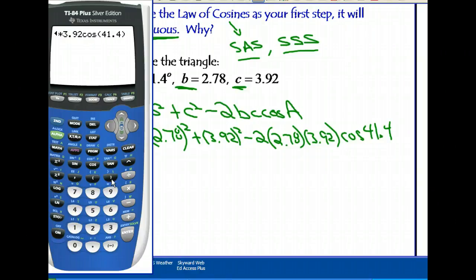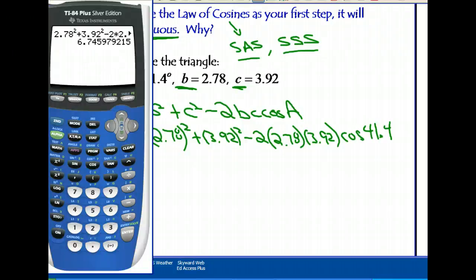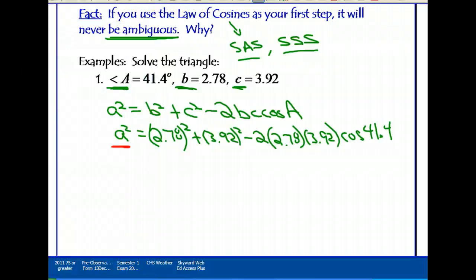And again, I see side B is 2.78, side C is 3.92. I wonder what side A is going to be. Hit enter. And at first you're thinking, ooh, that's kind of big for side A. But guys, don't forget, that was really A squared. So now don't forget to take the square root. I'll take the square root of that, and if we round this to two decimal places, side A equals 2.60.